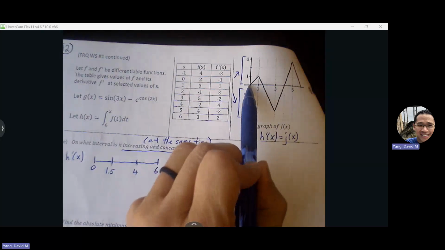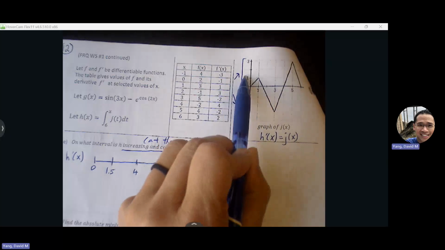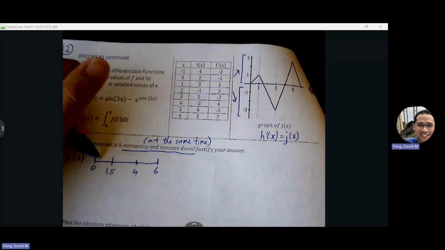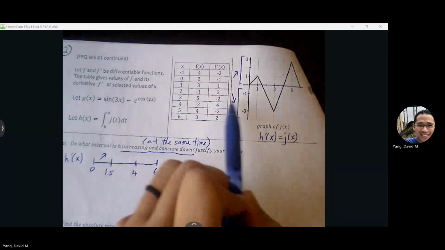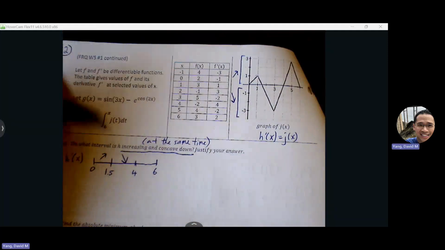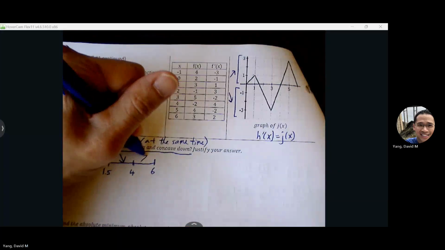What's the slope behavior between 0 to 1.5? Above the x-axis, so positive slope. Between 1.5 and 4, below, it's negative. And then to the right, between 4 and 6, above, positive.